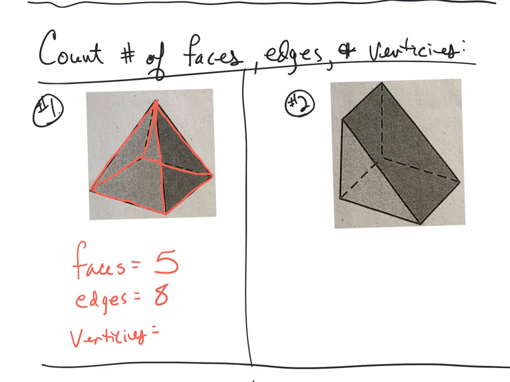And then vertices are where 3 or more of the edges come together, and I better switch colors so it's easier to see them. So vertices are going to be where all these edges come together, so we're going to have 1, 2, 3, 4, 5 vertices. 5 vertices. Okay? So we're just going to bob through a couple more of these just to get you a feel for it.